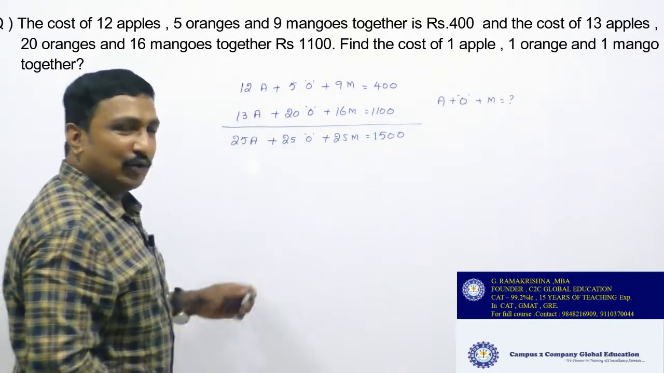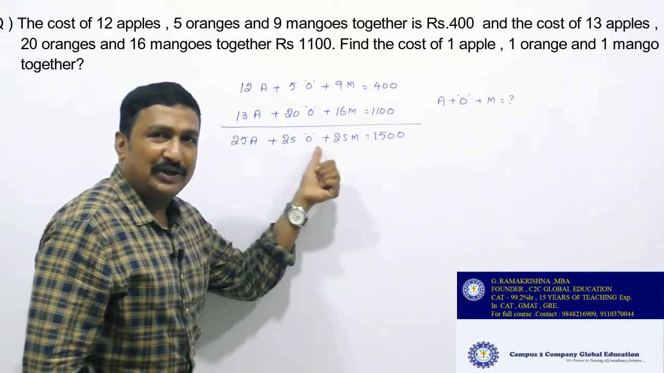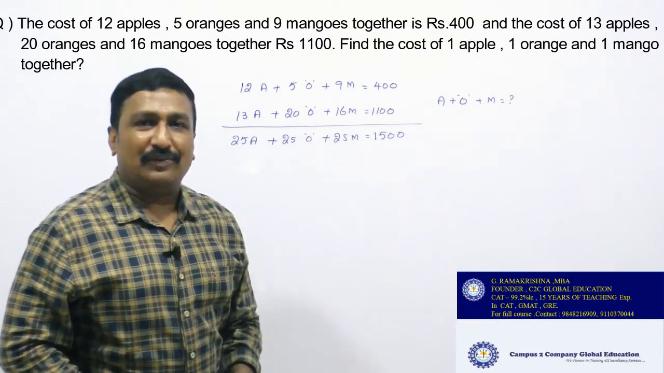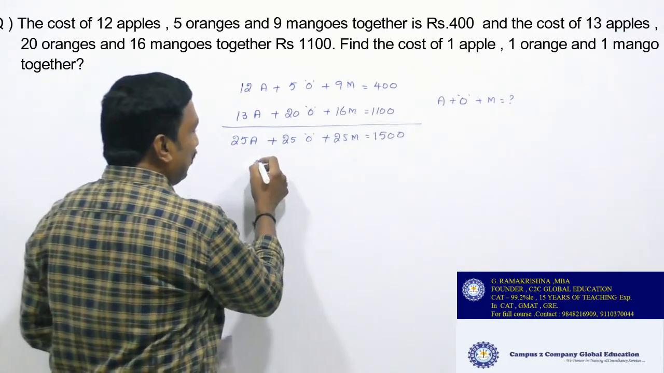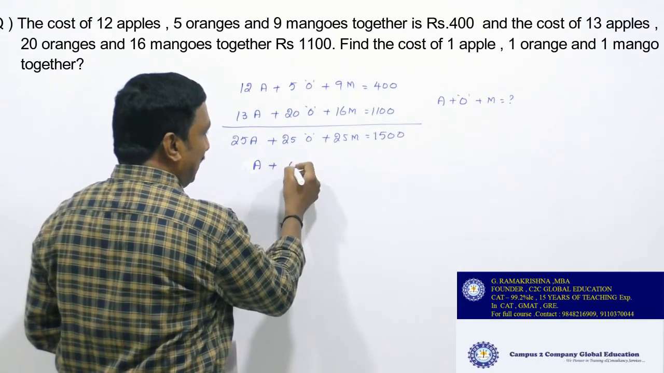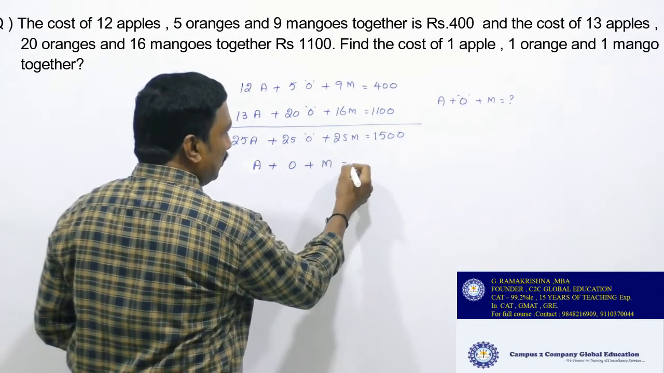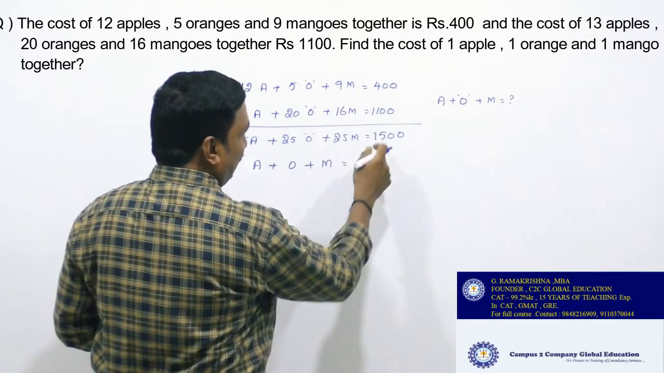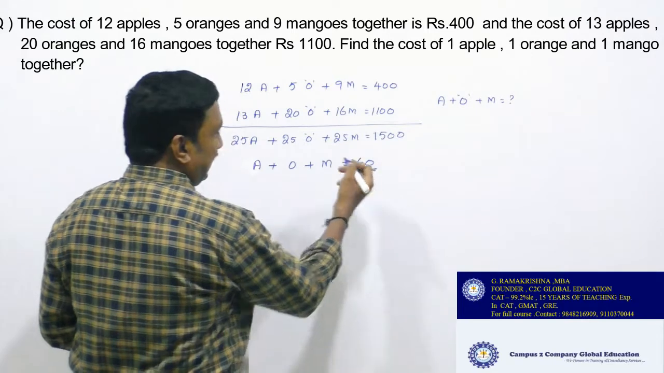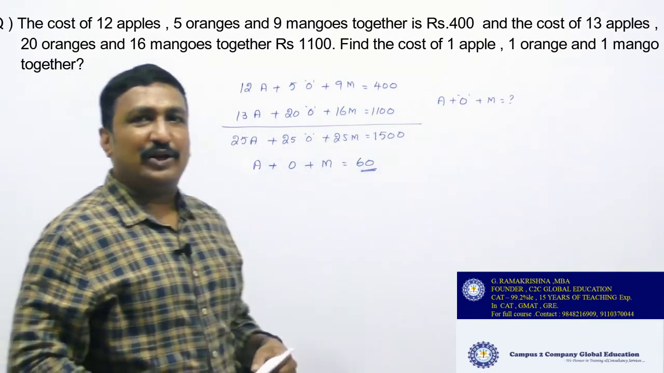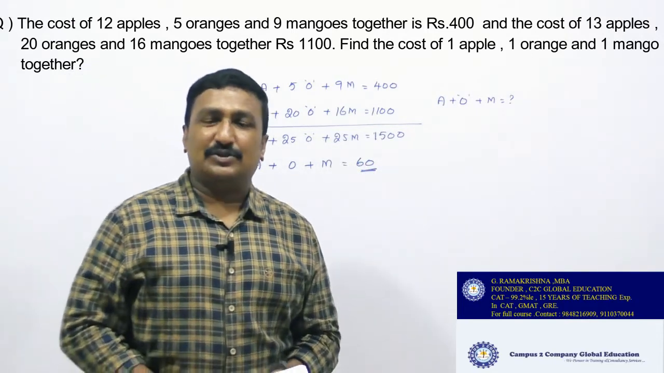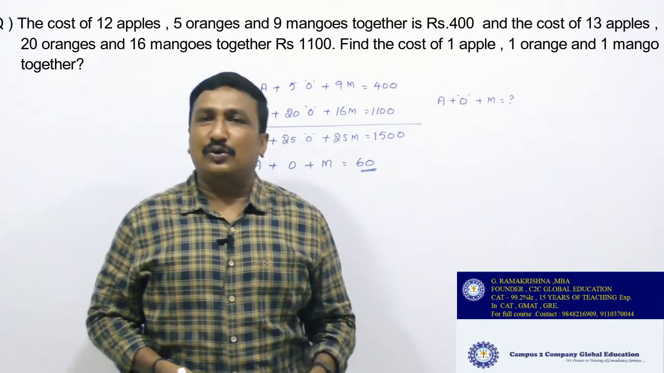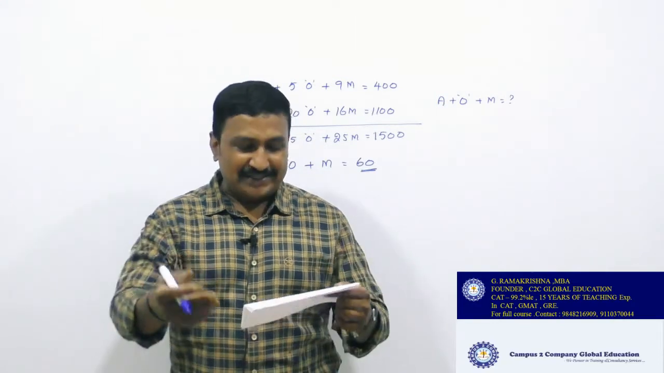So here I am getting the coefficients equal: 25, 25, 25. Now I can take 25 common from the entire equation. If I take 25 common, apple plus orange plus mango together is 1500 divided by 25, and 25 goes 60 times. So the answer is 60 rupees. Like this we can solve the problems with 3 variables and 2 equations, friends. Let us discuss the next question.